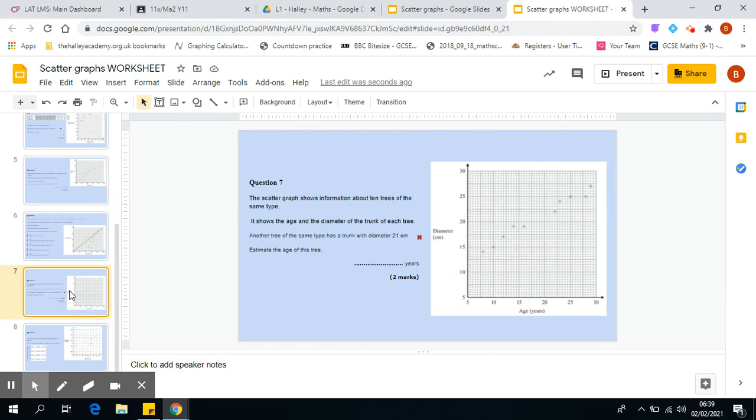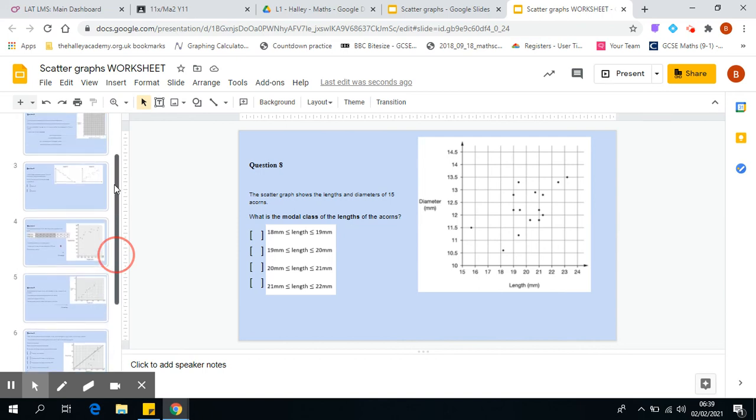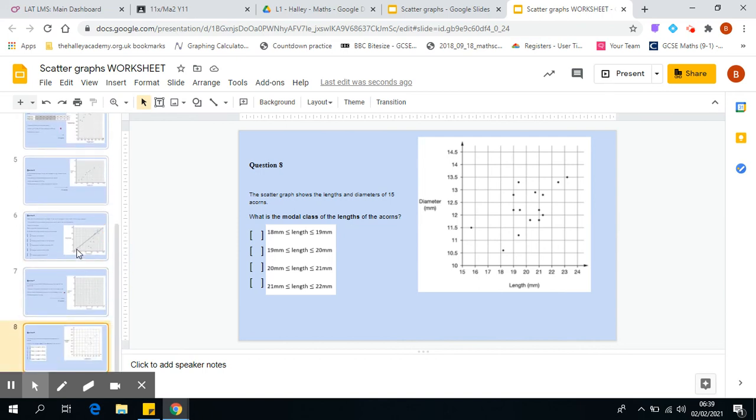Some questions, there's no more plotting involved, so I haven't left any coordinates. Once you complete it, please attach this to the Google assignment. Don't share it with me. Just attach the completed worksheet with the assignment.